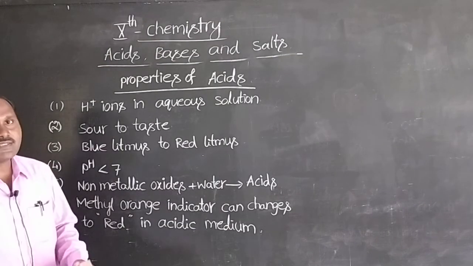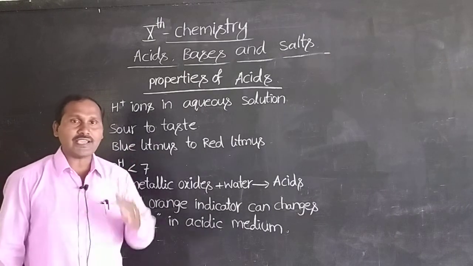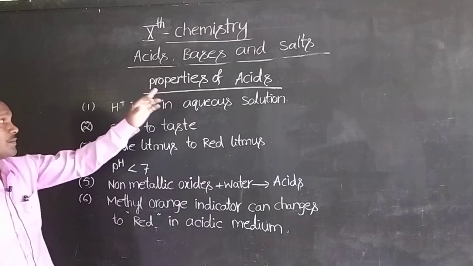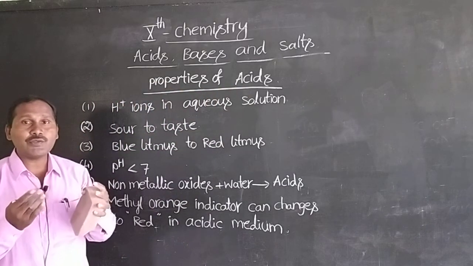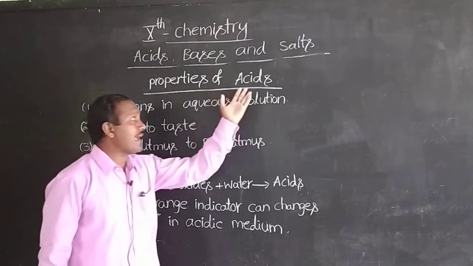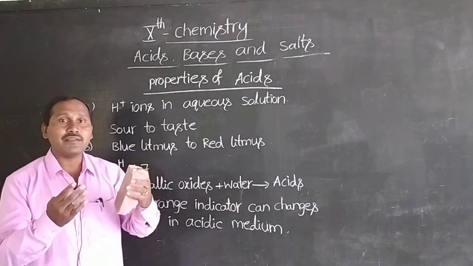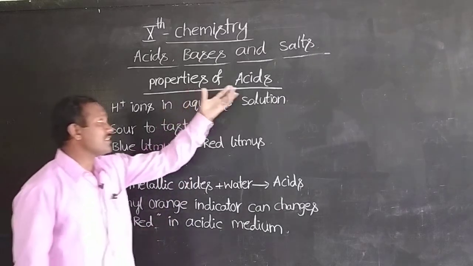So we have covered acids, bases, strong acid, weak acid, strong base and weak base. Next one, properties of acids. Properties of acids means how you can identify whether a substance is an acid or a base. So first, properties of acids.